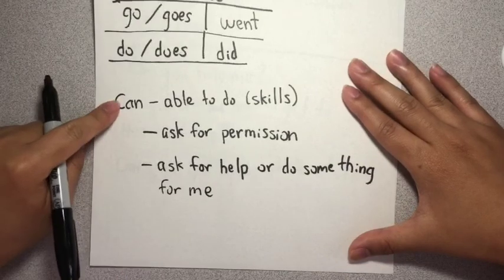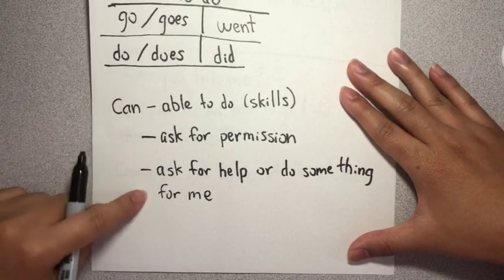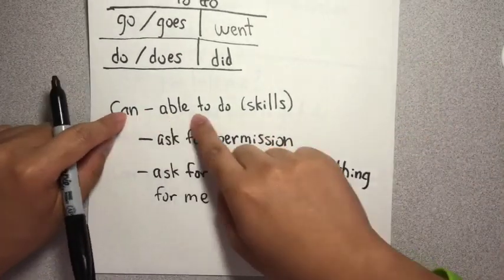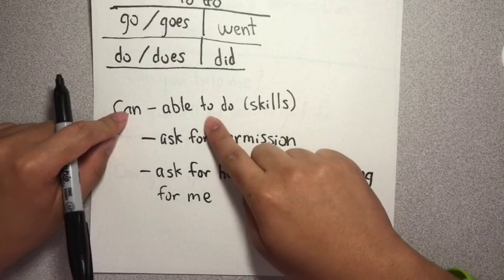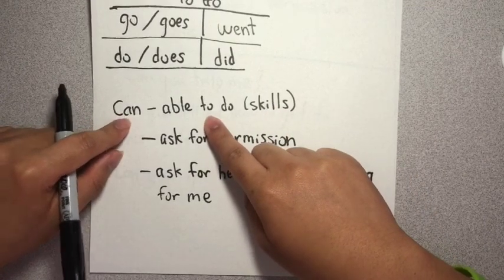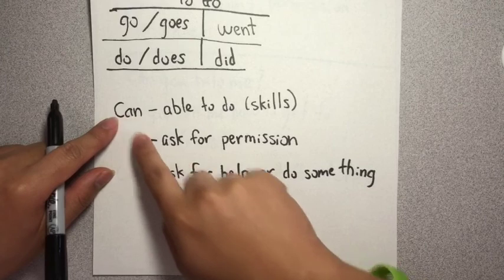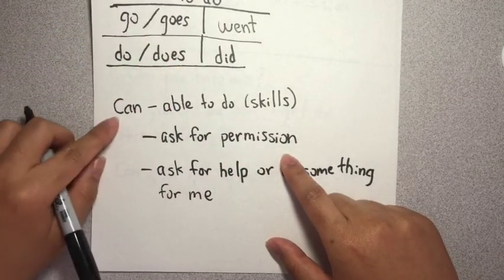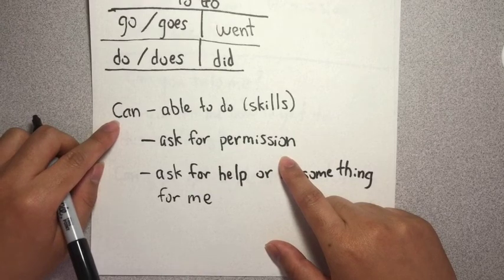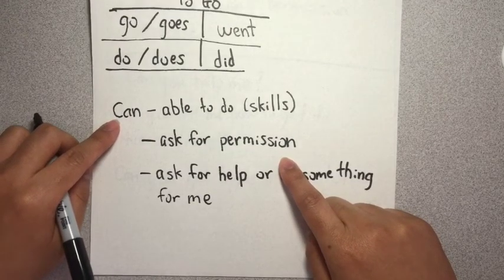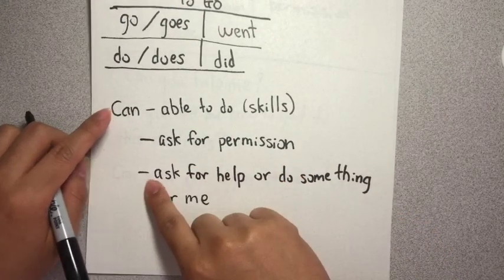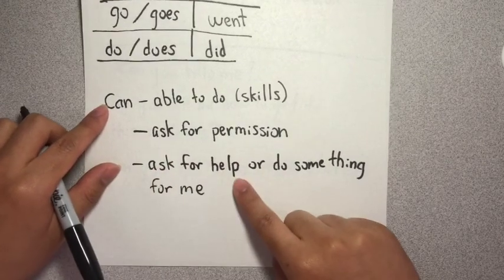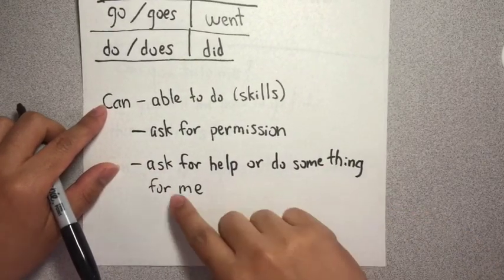So we can use the word can 3 ways. 1, we use the word can to talk about skills. I can cook. I can drive. 2, we use the word can to ask or give permission. Can I eat ice cream for dinner? Yes, you can. No, you cannot. And 3, we use the word can to ask for help or we ask someone to do something for us.